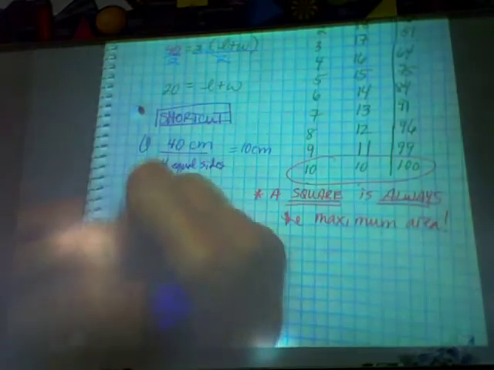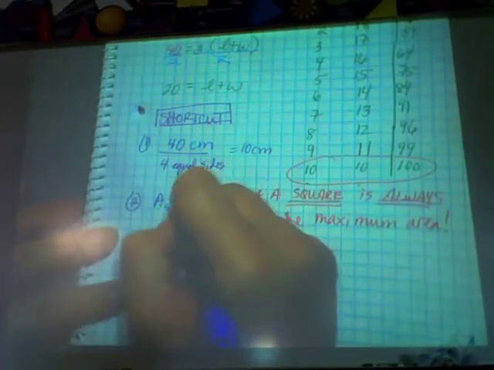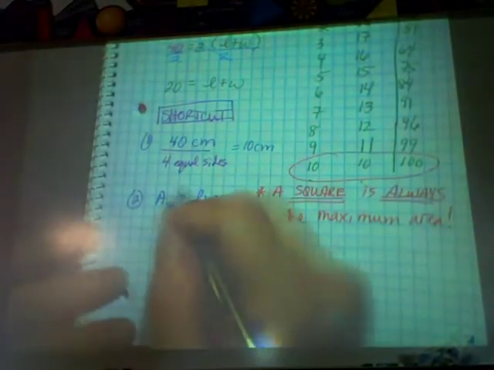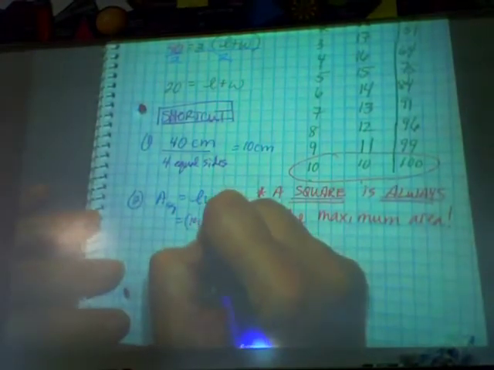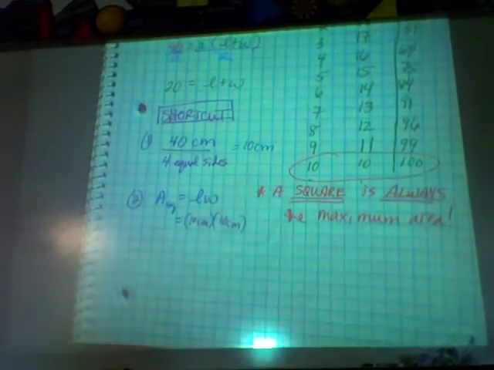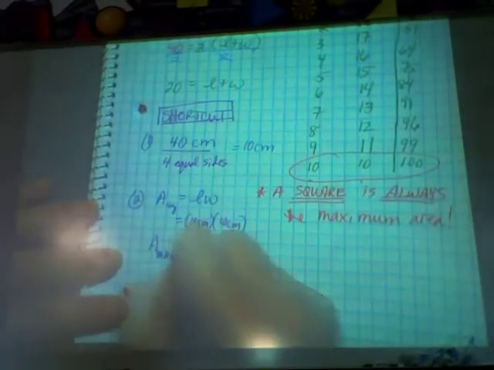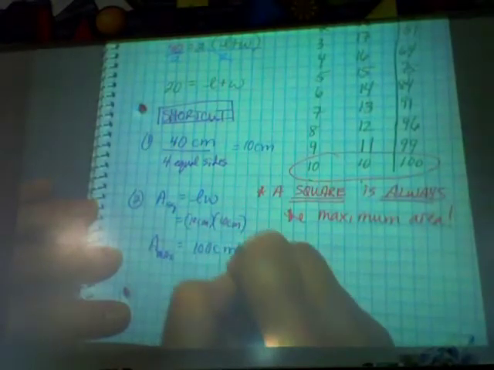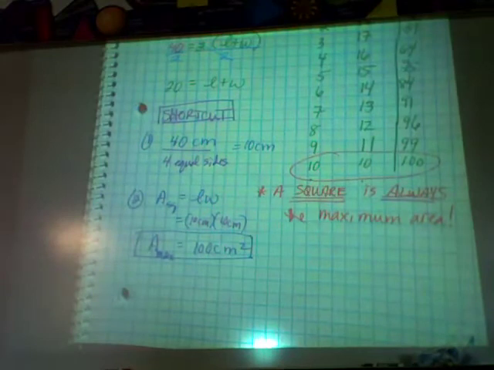Then step 2 is to find the area of that square, which is length times width, and in our case is 10 centimeters times 10 centimeters. So our maximum area, so I'm going to put a little submax down there, is 100 centimeters squared. That's a lot less work than what we just did. Wouldn't you agree? So there's only 2 steps to it.